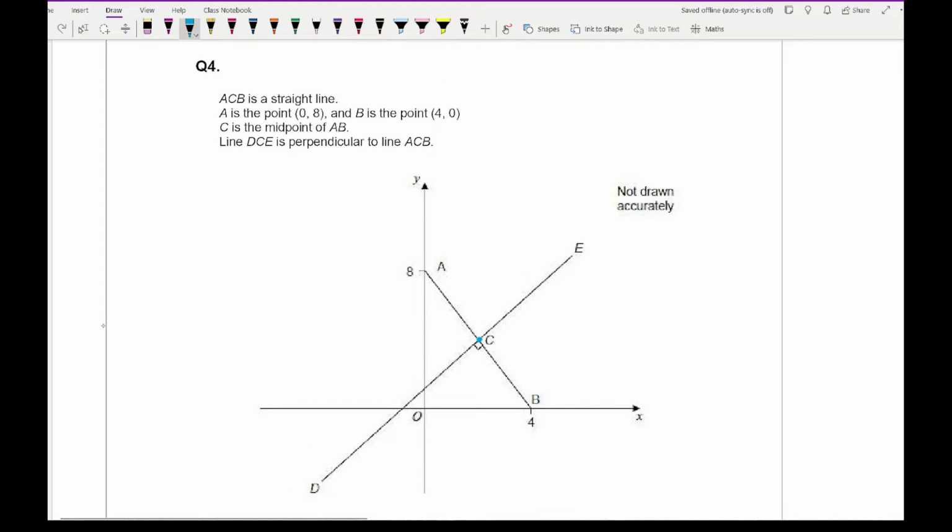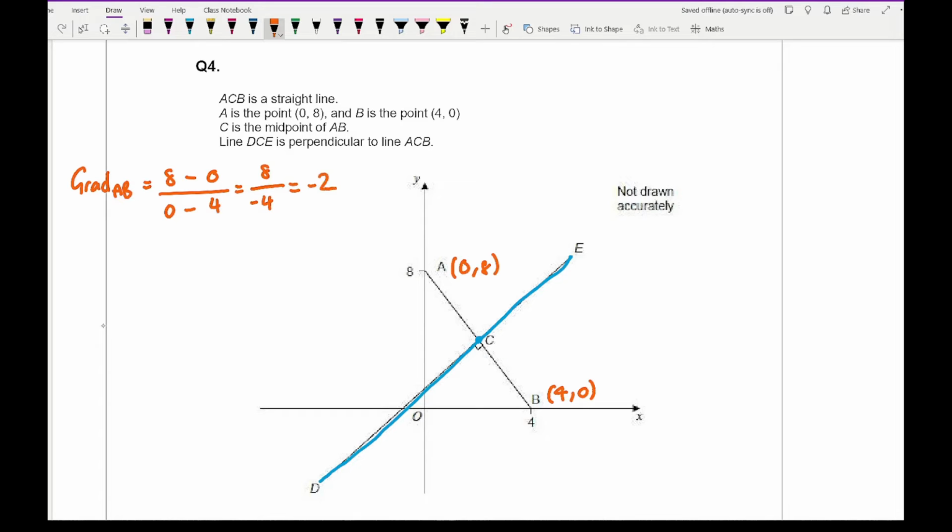So C is the midpoint. So in order to work out the equation of this blue line, I need to know the gradient of that line and I need to know a point. Now the point I know is going to be C, and I also know that the gradient is perpendicular to the line AB. So if I first of all work out the gradient of AB, this coordinate A is going to be 0, 8 and this coordinate B is going to be 4, 0. So substituting those numbers in, I get 8 minus 0 over 0 minus 4, which equals 8 over minus 4, which equals minus 2.